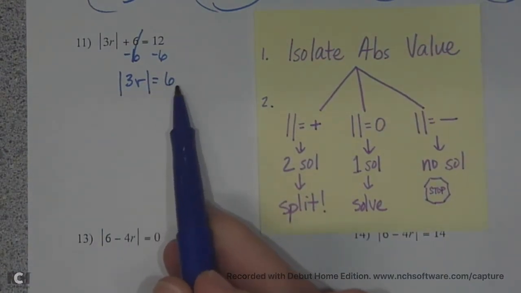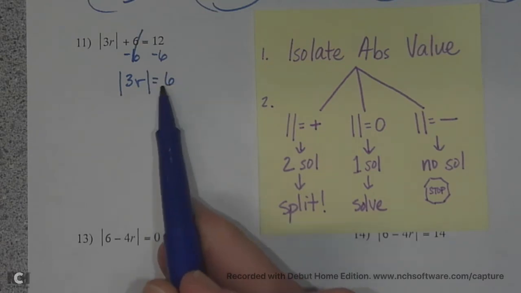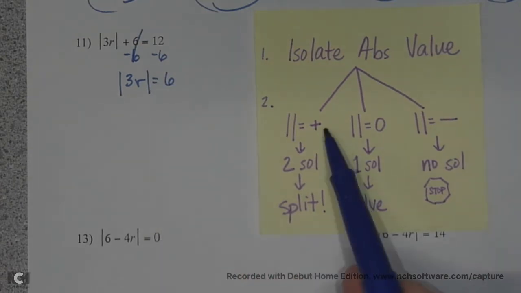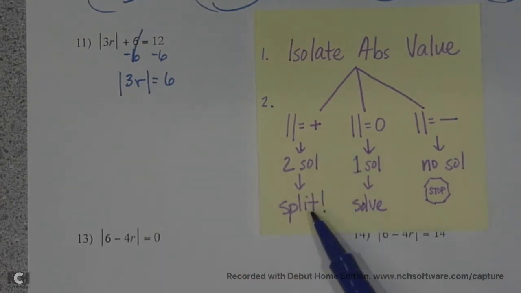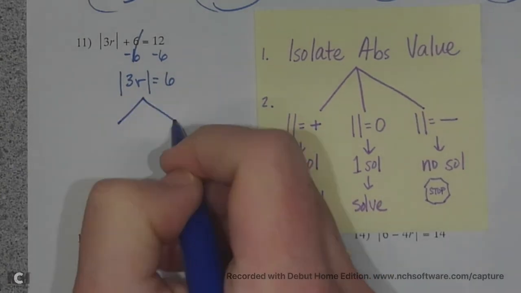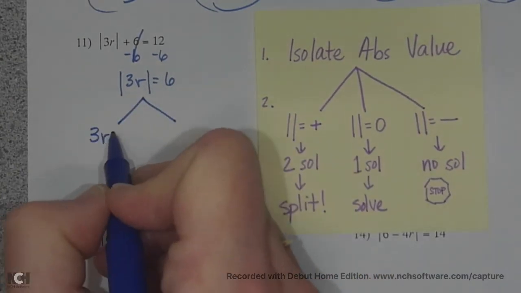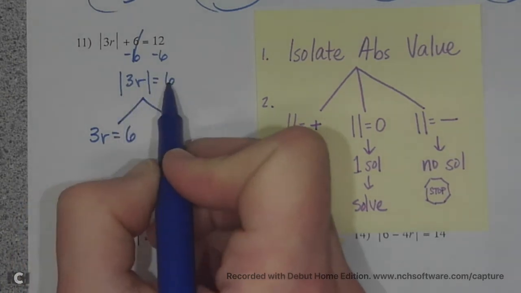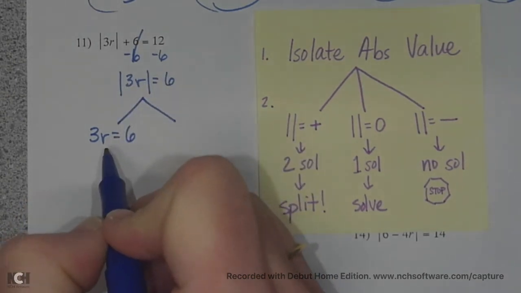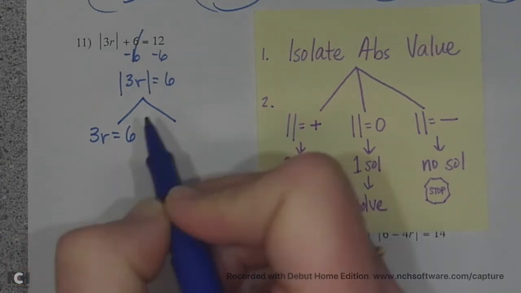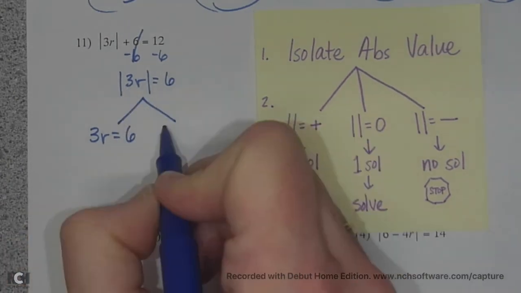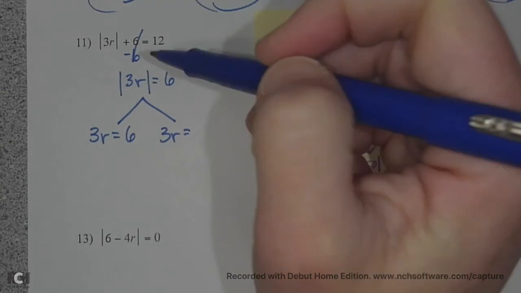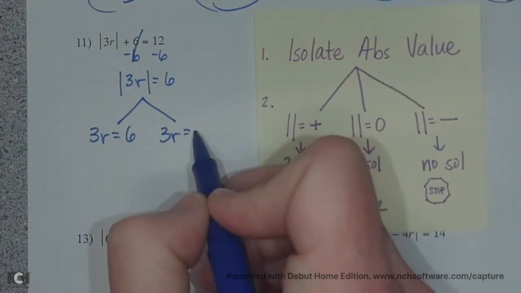Let's look at the number on the other side of the equal sign. It looks like we have a positive number here, which means we're going to have 2 solutions, and we better do the split. So separate it out. We have 3r equals 6. I just took what was inside of the absolute value bars and set it equal to that number, and at this point you don't need the absolute value bars anymore. On the other side of the split, you take those same numbers from inside the absolute value bars, but this time you set it equal to negative 6.